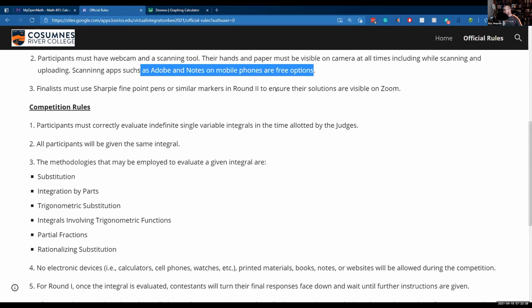So what's going to happen for those who make it to the second round is that you'll work on your integrals, and it'll be visible while you work on them. And then when you are done, you will hold up your work. And so you can see, because I do not write in very dark ink, you can't see very much. So that's why we'd like you to write in Sharpie so that we'd be able to see your work. Then just hold it up to your camera and the judges will be able to judge.